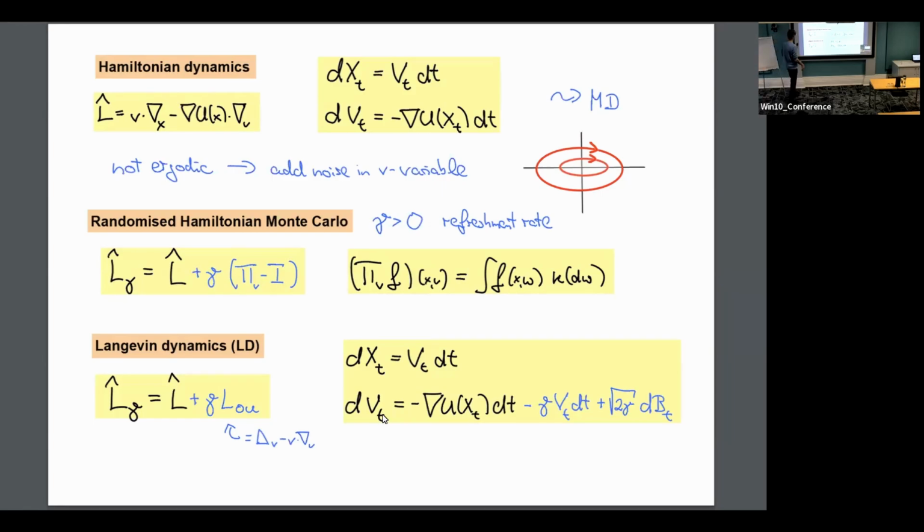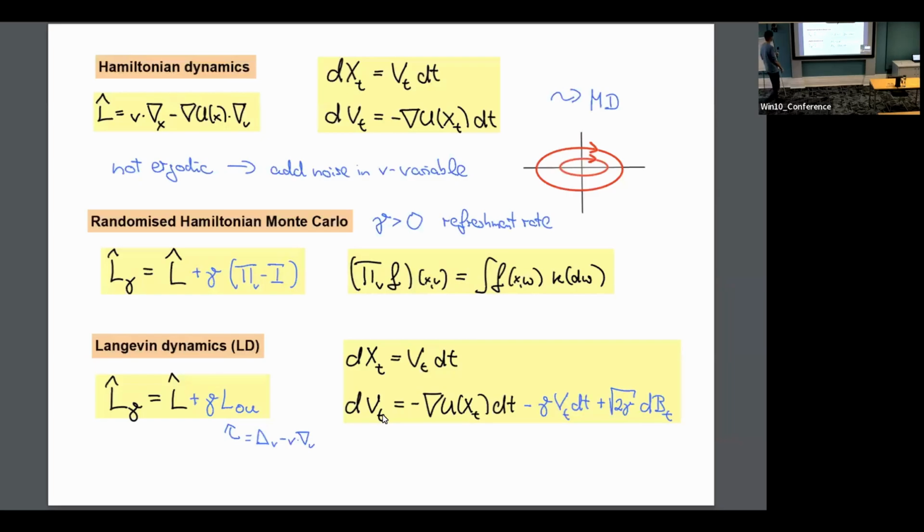And that's what is called randomized Hamiltonian Monte Carlo. So you would just move like this, wait for an exponentially distributed time, then choose a new velocity, maybe this one, then move here, choose a new velocity, move here, and so on. Yeah, and so in that case, the generator is this one here. So here pi v applied to a function f is what you obtain if you integrate out the second variable with respect to the normal distribution. Okay, so that's one possibility of adding noise.